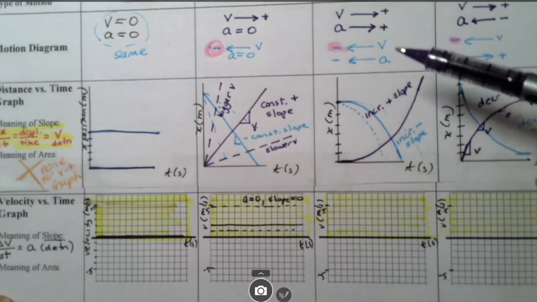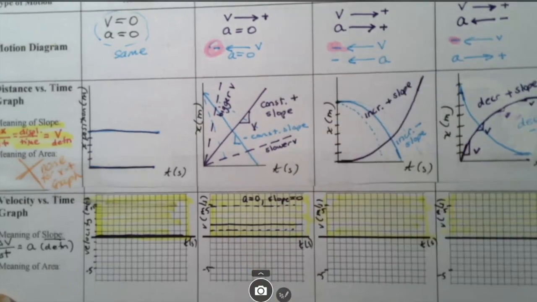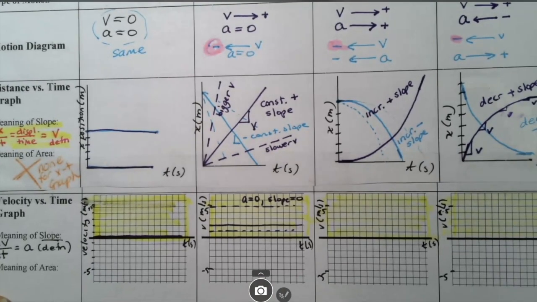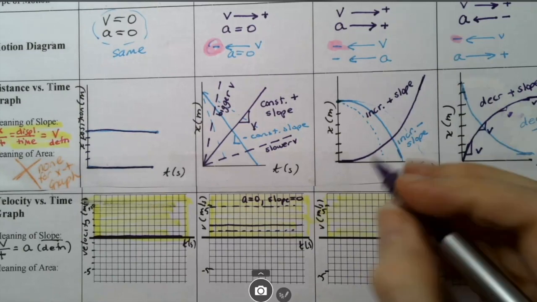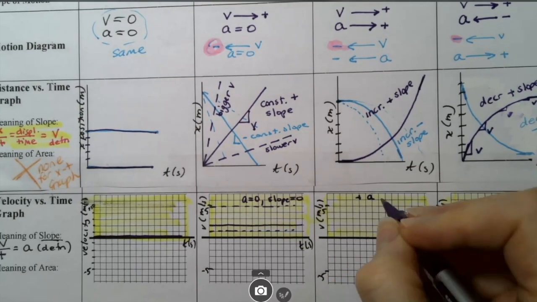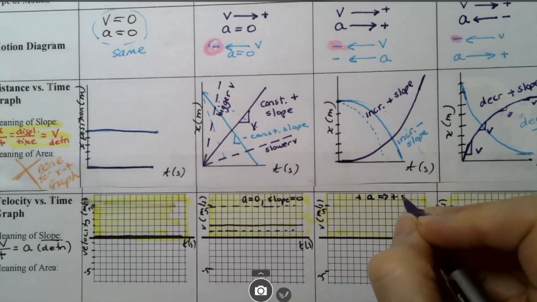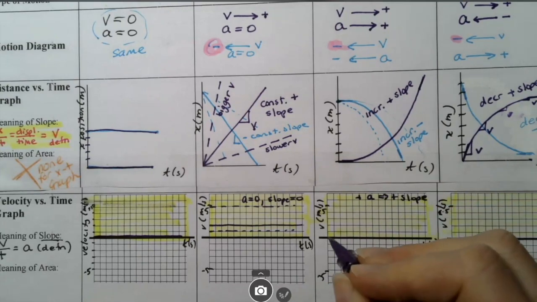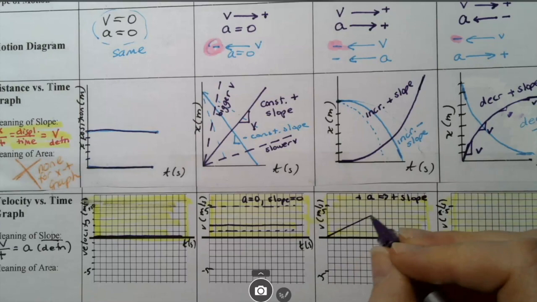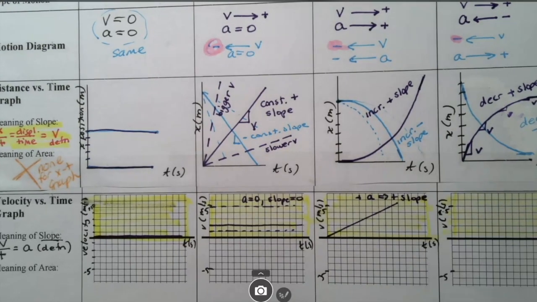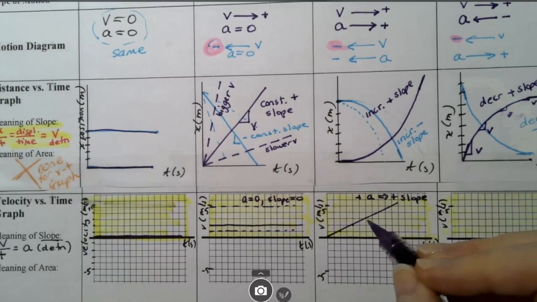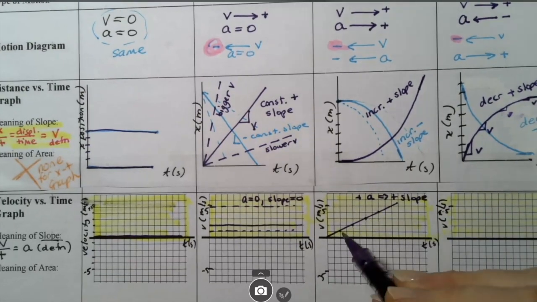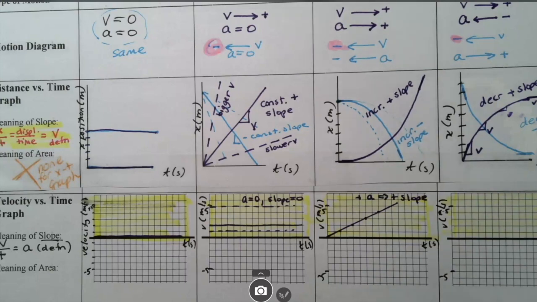For the next one, we have velocity and acceleration. Those are both positive. So we're going to have a positive slope in the positive region. So a positive slope in this region looks like something like this, which should make some sense, because if you look at it, you're going 0 meters per second, 1 meter per second, 2 meters per second, 3 meters per second, 4. You're increasing your velocity in the positive direction.